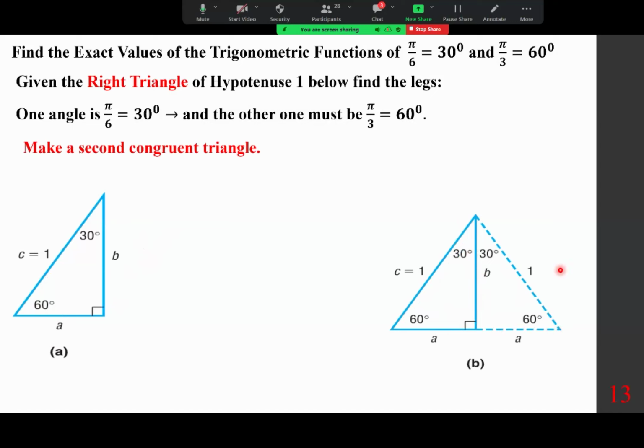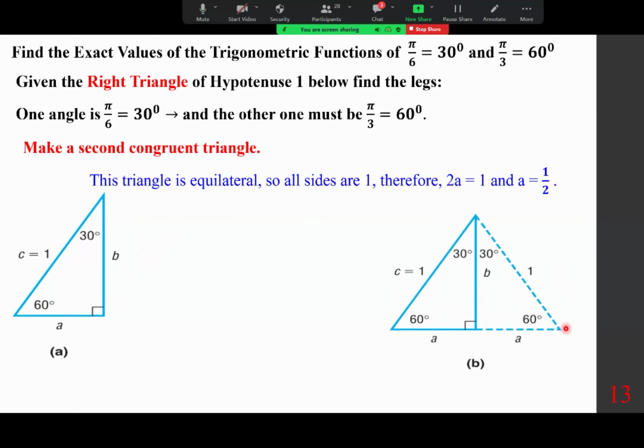So what is this? Equilateral, because this is 1, and therefore the triangle is equilateral, so all sides are 1, therefore 2a must be 1 and a is 1/2. Why is that? This is 30 and this is 30, that adds up to 60. If this is 60, this has no choice but to be 60. The fact that all angles are 60 degrees makes it equilateral.